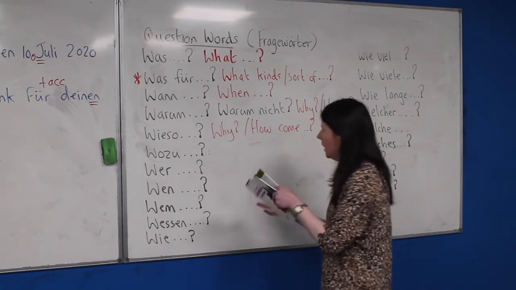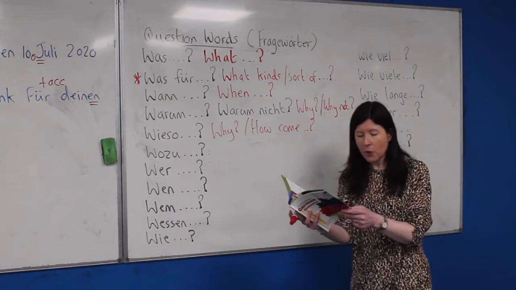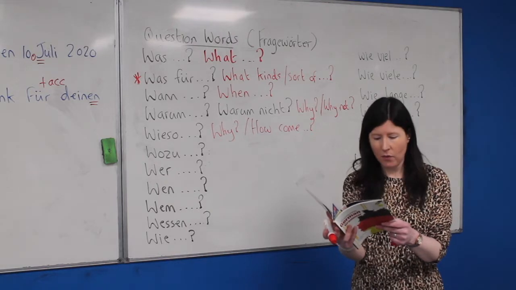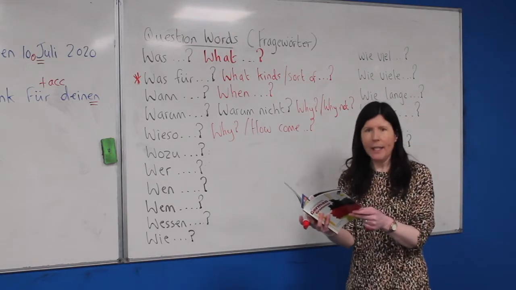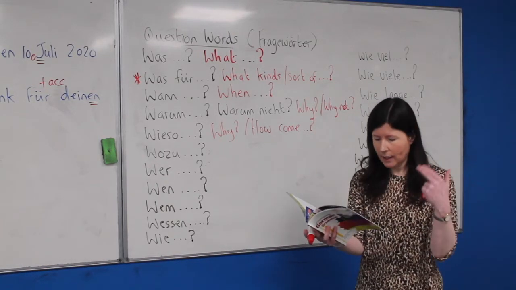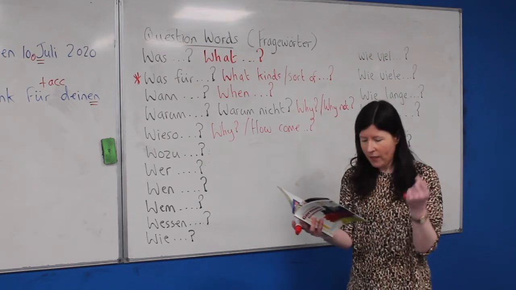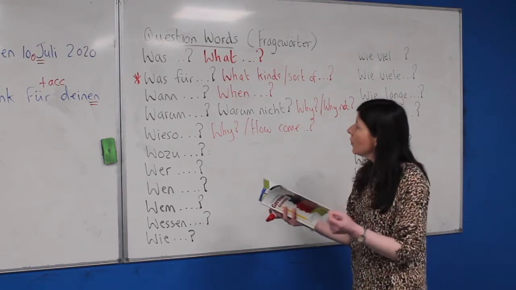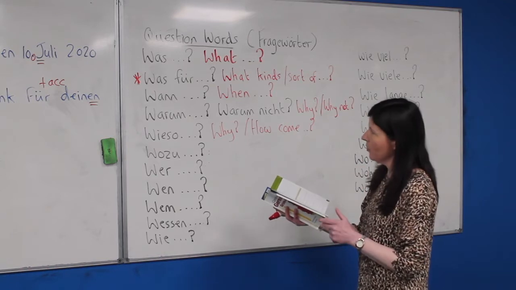Okay, so you can see there in your book something like wieso stehst du früh auf? Why do you get up early? You know, it's the summer holidays or something like that. Die Sommerferien. Wieso stehst du früh auf? So your verb will come straight after it, okay?